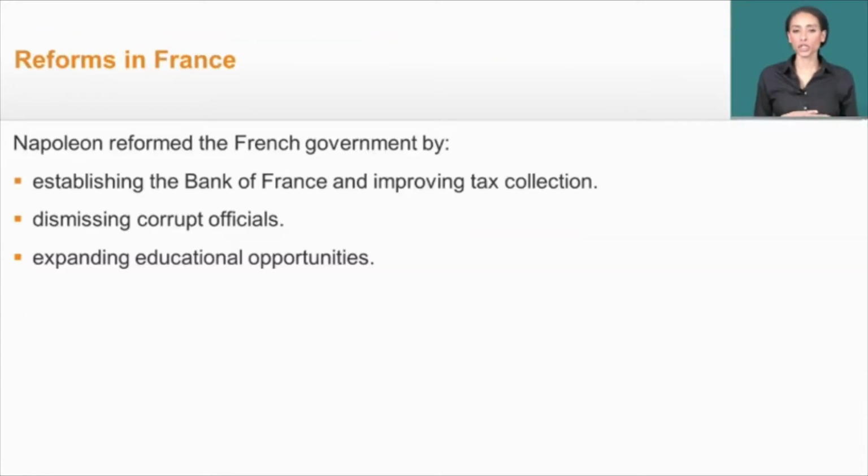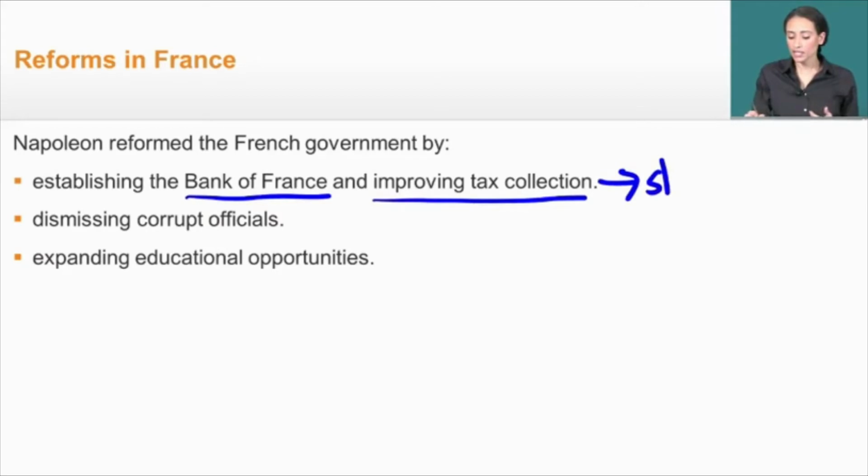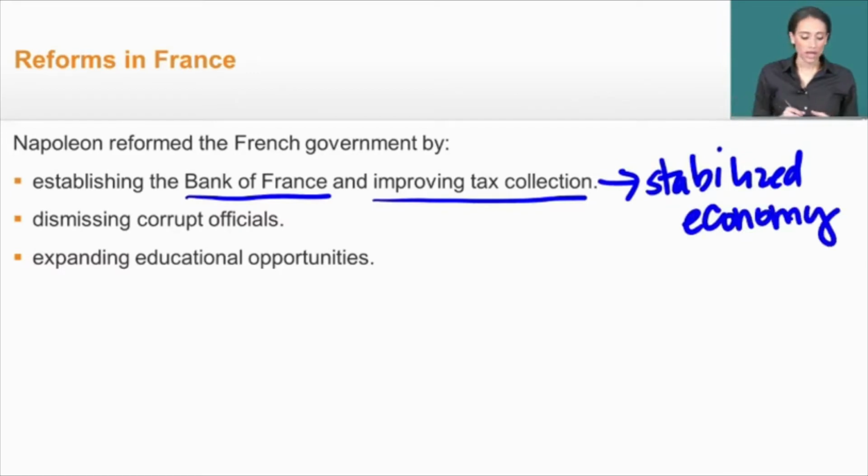As the new commander-in-chief, Napoleon hoped to establish long-lasting reforms in France. And so some of the things he did to reform the French government was establish a new bank, a Bank of France, where improved tax collection measures were taken. This is going to lead to, finally, a stabilized economy in France. He also dismisses corrupt officials, so he's trying to clean out the government and stabilize it from within. And then finally, he's expanding educational opportunities.